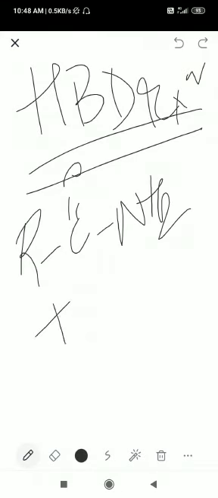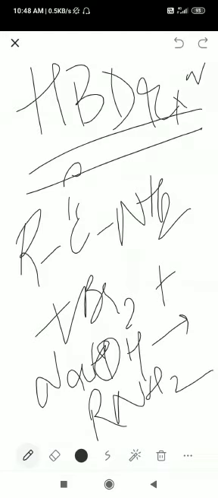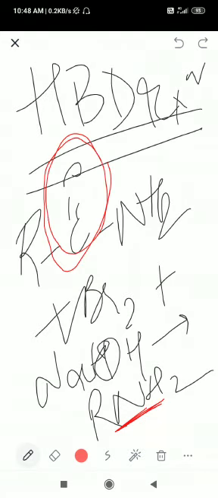RCONH2 plus bromine plus NaOH we will use, and we will get RNH2. So you can see, simply you have to remove this C double bond O from here to get an amine. So this is the way you can remember this reaction.